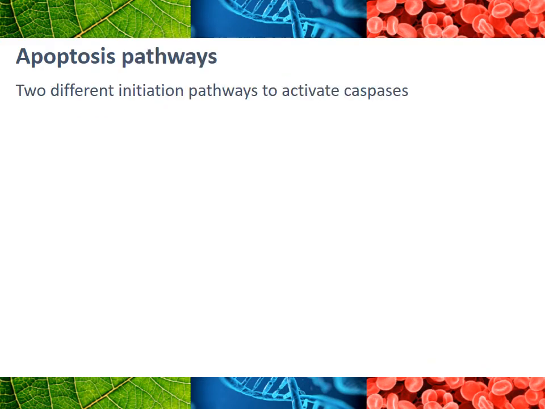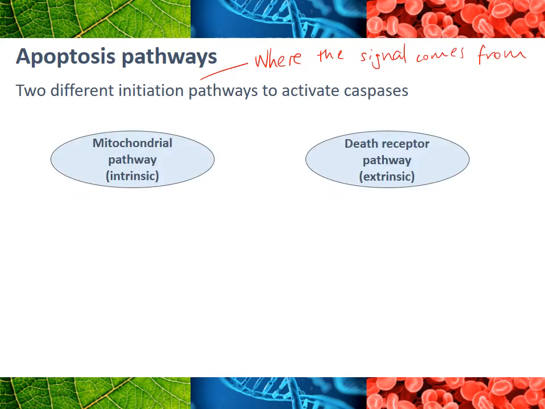Now, I said that for apoptosis to occur, we need a signal. So we need a death signal. And there's two different places, basically, that signal might come from. So when we're saying initiation pathways, we're saying where the signal, the signaling molecule, comes from. Okay, so we have two pathways.